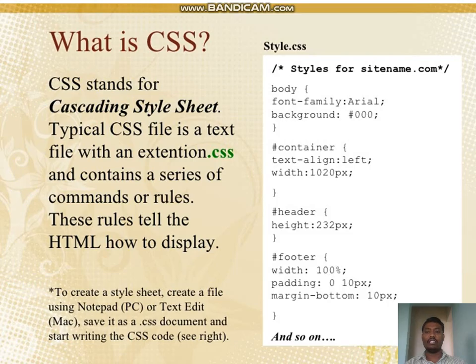What is CSS? CSS stands for Cascading Style Sheet. A typical CSS file is a text file with the extension .css and contains a series of commands or rules. These rules tell the HTML how to display. To create the style sheet, create a file using Notepad or a text editor, save it as a .css document, and start writing the CSS code. Save this file, and the .css file is linked to HTML for displaying. It is a better way to provide style to the HTML file.